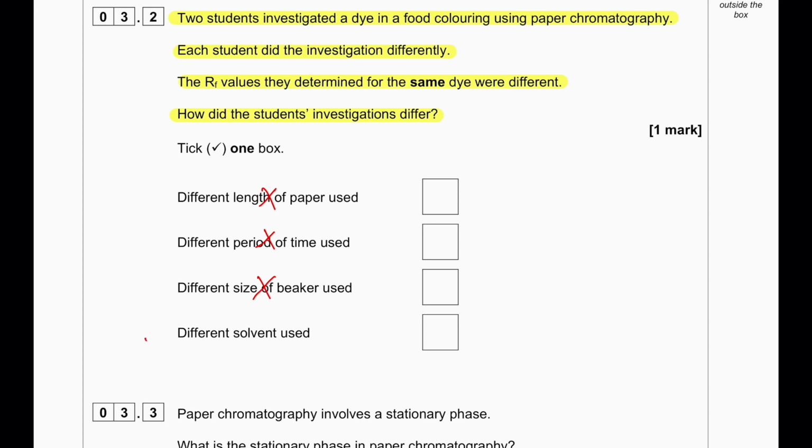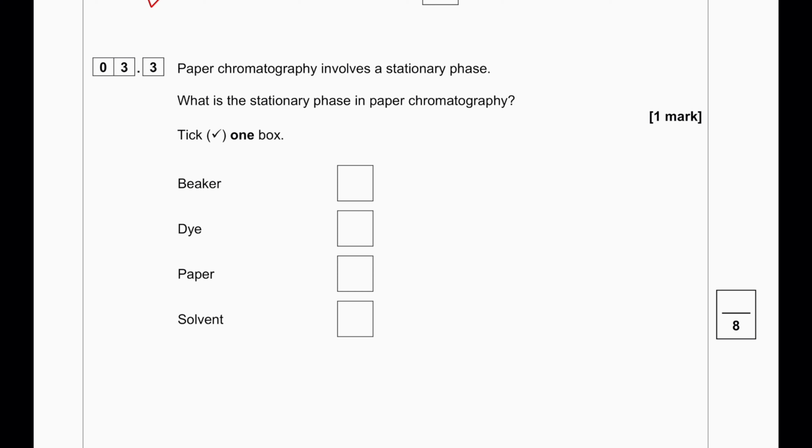However, if a different solvent is used, then the RF value differs because different solvents have different attraction towards the solute that they are trying to carry. Paper chromatography involves a stationary phase. What is the stationary phase in paper chromatography? In paper chromatography, the solvent is the mobile phase and the paper is the stationary phase.